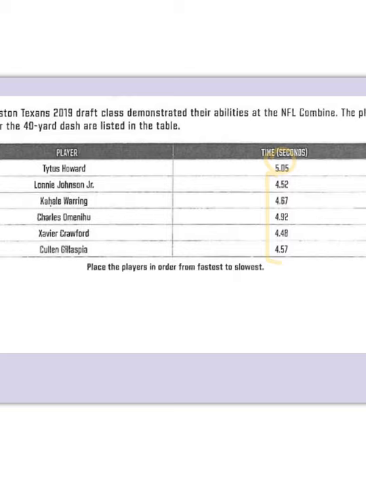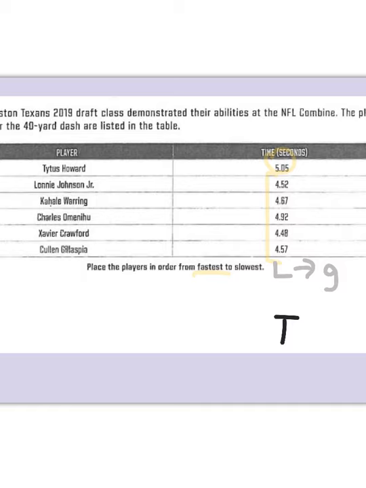So when we're talking about time, the fastest means what? Hopefully you said the least amount, and we're moving towards the greatest or the slowest. So I know that Titus Howard is going to be the greatest amount. So I'm going to put a T over here on the very end because I know he is the slowest.